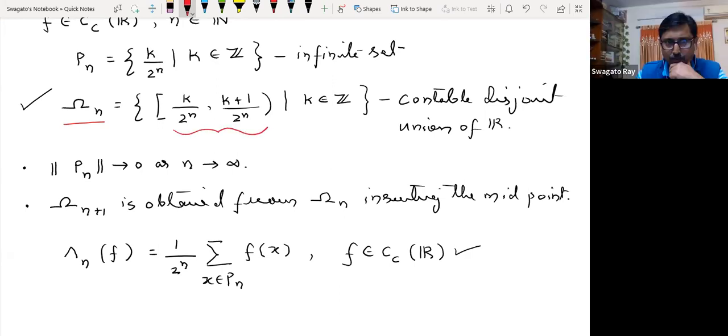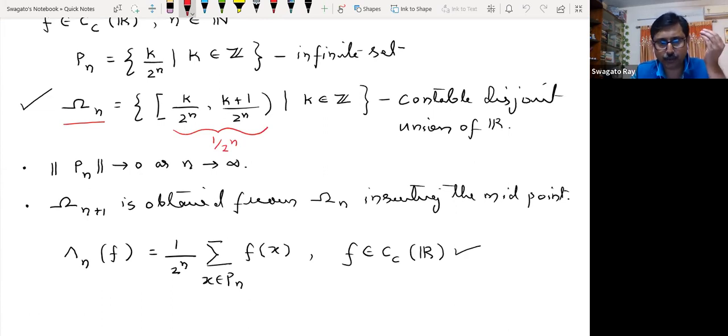The length is 1 by 2 to the power n for every k. So from that definition of the Riemann sum, which is the value of the function at a point times the interval, and then the sum over the partition, the length of each interval is constant here. It is 1 by 2 to the power n. So it comes out of the sum. And what you are left with now is a point.